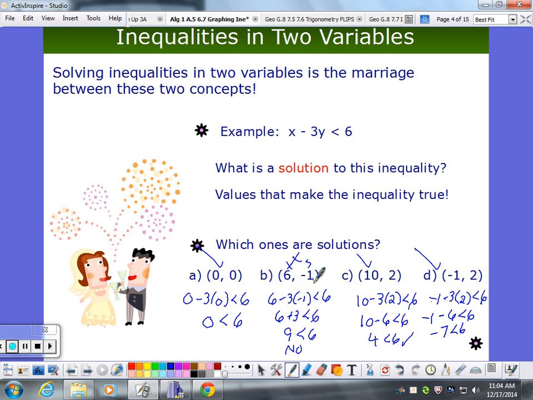So is any ordered pair a solution? No. But there are some that are. How many do you think there are? Can I come up with any others? Yes. Oh, wait till you see how we're going to plot this stuff. The solutions for linear inequalities are very different from just equations.